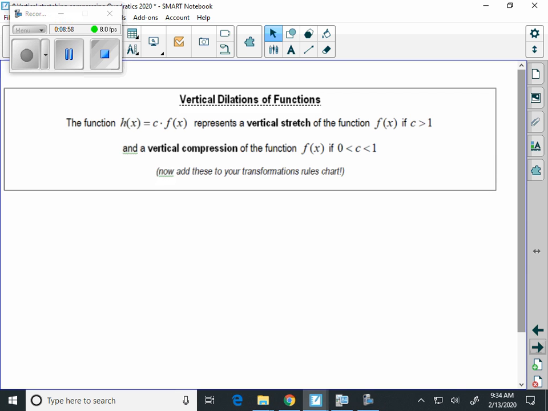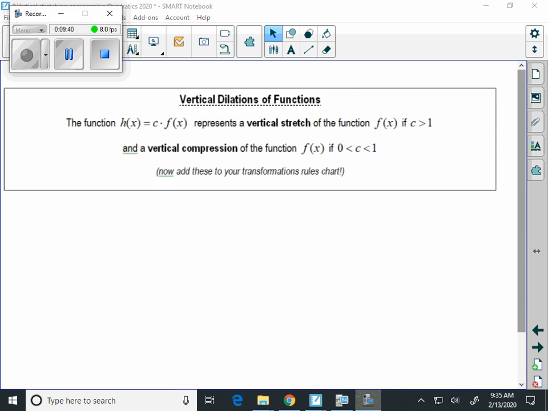So for example, in our green graph, we had a vertical stretch of 2. 2 is greater than 1, so that makes it a stretch. And then when we're multiplying the entire function, so it's all going to be outside, when the number outside of the function is between 0 and 1, like the pinkish purple graph, we had a 1/2, so 1/2 is between 0 and 1, then we get a compression.